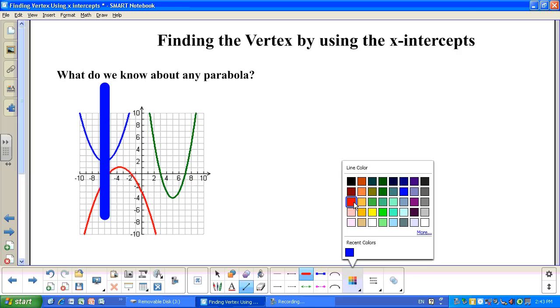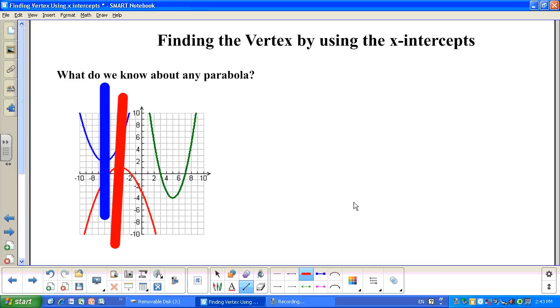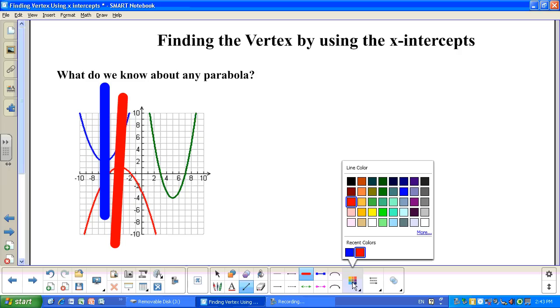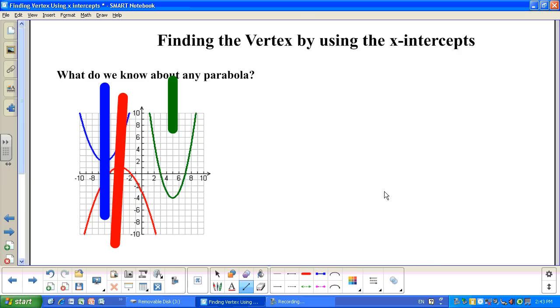Okay, so the next one, the red one, where do I place my mirror? Right through the vertex. It's a vertical line that you can use as a folding line if you want to fold each parabola into two halves. Okay, good. So, anything else I need to know?